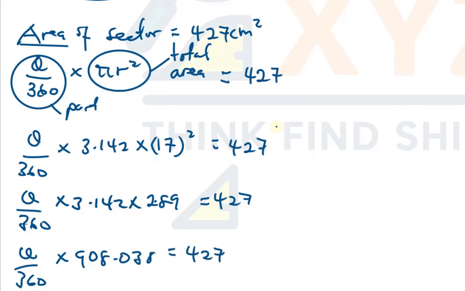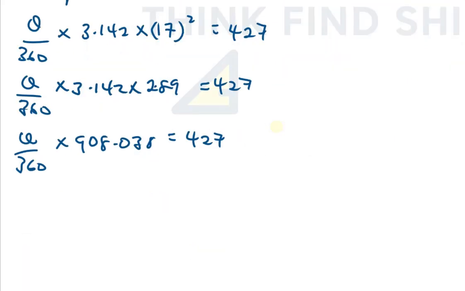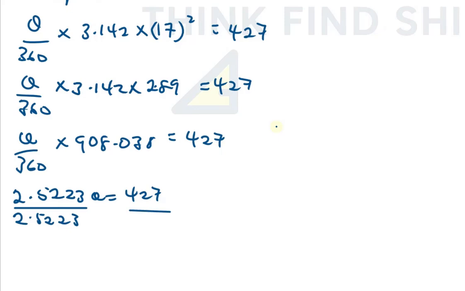Then we divide 908.038 by 360. So we have 2.5223 theta is equal to 427. Then since we are looking for the angle, we divide everything by 2.5223. On the right hand side, we do the same thing, 2.5223. And what is theta? What is the angle?